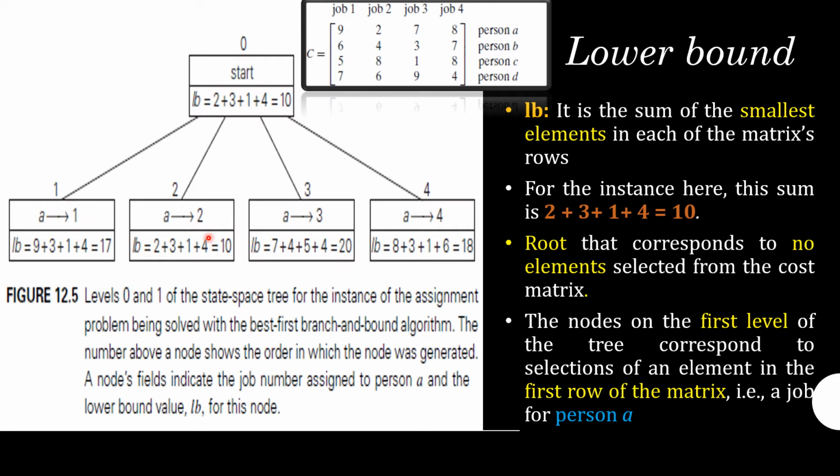And the second node, how to construct the second node in the state space tree? In the same row, the first row, right, we have to select job 2 for the person. That means we are assigning job 2 to person A. So how to assign? A is equal to 2.